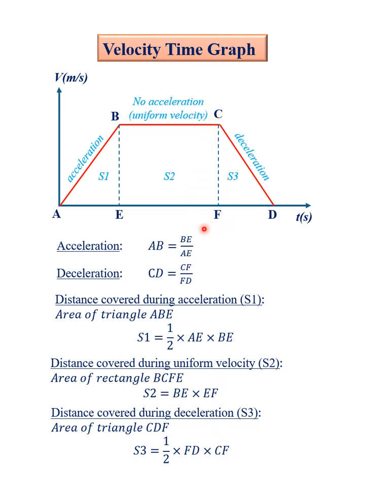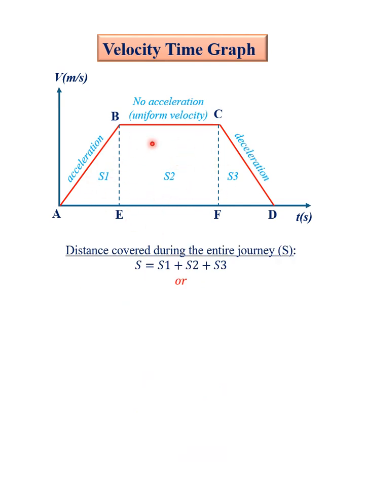The final thing we want to look for is the total distance covered during the entire journey. The total distance covered during the entire journey typically is equal to S1 plus S2 plus S3. That gives you the distance covered, or you can obtain it by finding the area of trapezium ABCD. ABCD is a trapezium. Once you find the area of this trapezium, you also obtain the total distance covered.